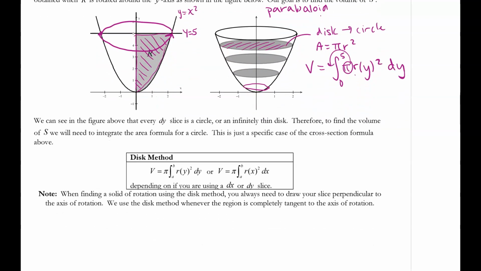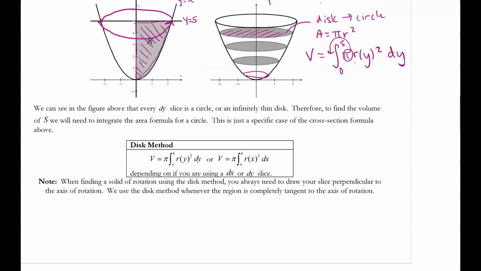So as we get down here to the box that shows us the disk method, these are essentially the same. One is for when you have dx slices. So let's say that you have something like this. Those disks would be dx, and then the ones above are dy.